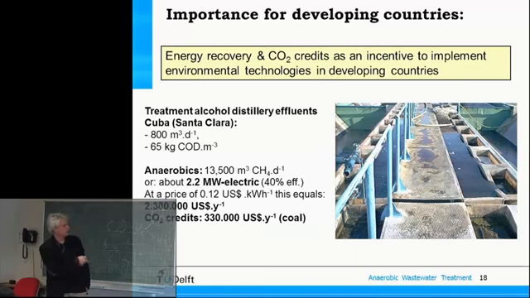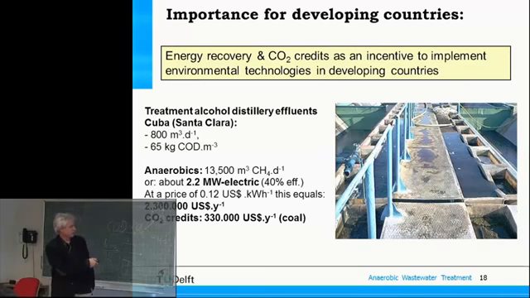Now this, for instance, is a project that we worked on in Cuba. This is an alcohol distillery, cane sugar vinasse, making alcohol and of course cane sugar. The wastewater from this type of industry is very concentrated, over 50 grams of COD per liter, so huge concentrations. With this flow, that gives you a huge amount of soluble organic matter, which is converted into methane gas, giving 2.2 megawatts of electricity.